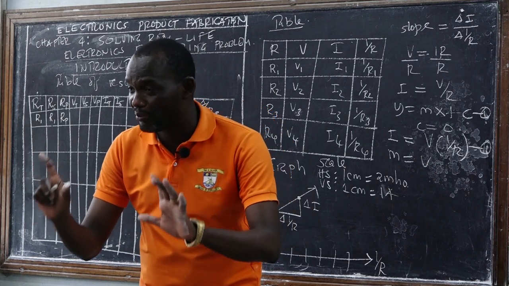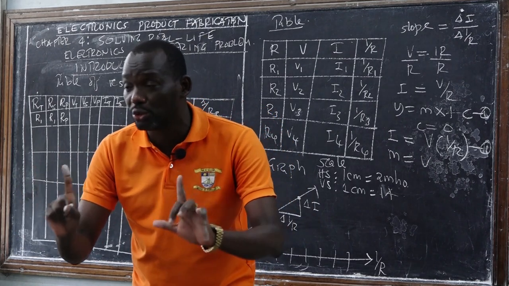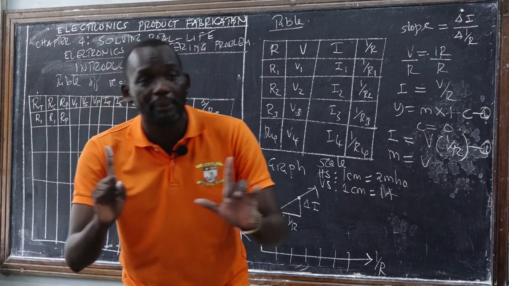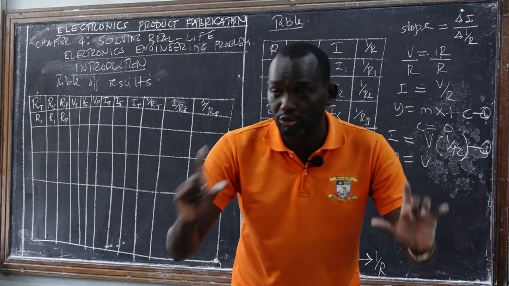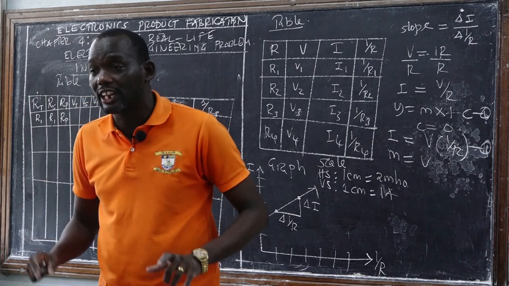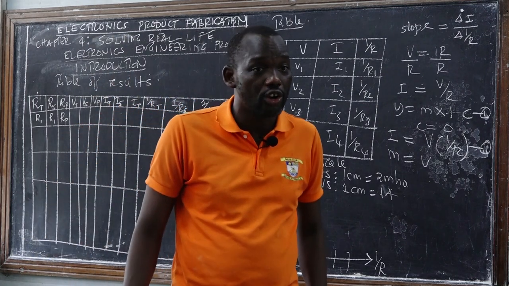It's just like when you have been asked to determine acceleration due to gravity. You know it's 9.8 or 10 meters per second squared. If you do the experiment and you find that acceleration due to gravity is 2 meters per second squared, do you need your teacher to tell you that you are wrong?